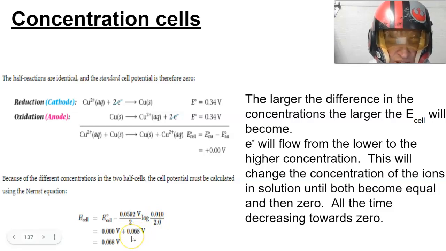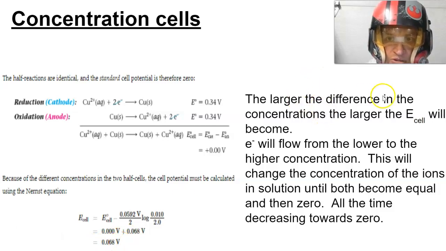Because when you have these in different concentrations, there's always going to be some flow of electrons. And if there's a flow of electrons, awesome. You get the idea of a positive voltage. Larger the difference, the larger the E cell will become. Electrons flow from the lower to the higher concentration.